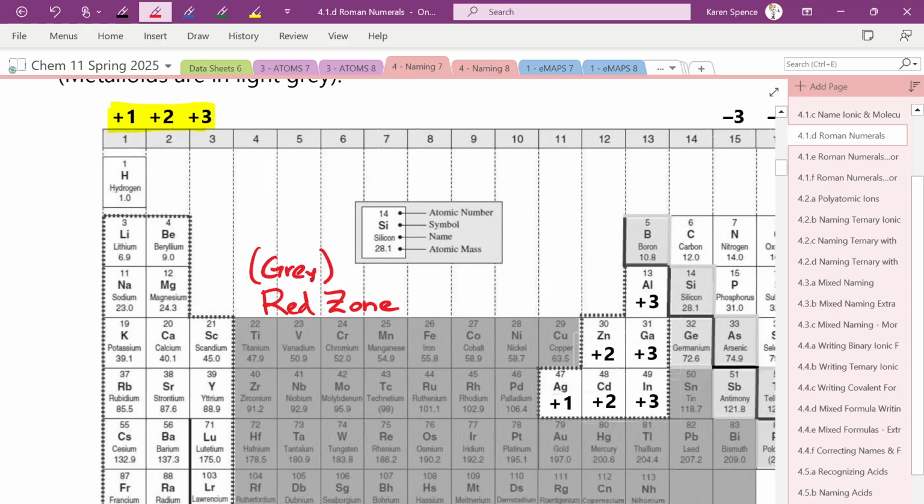The reason I like red zone is because it begins with the letter R. What other relevant term begins with the letter R? Rock and roll or Roman numeral. Roman numeral. So metals that are in the gray zone require Roman numerals, and the Roman numeral tells you the charge.